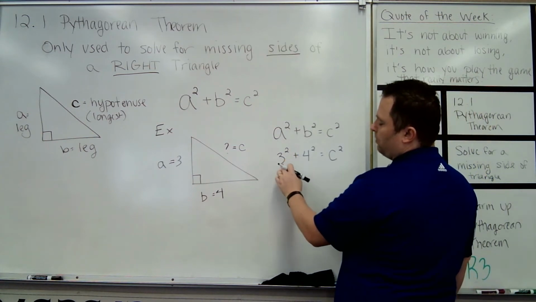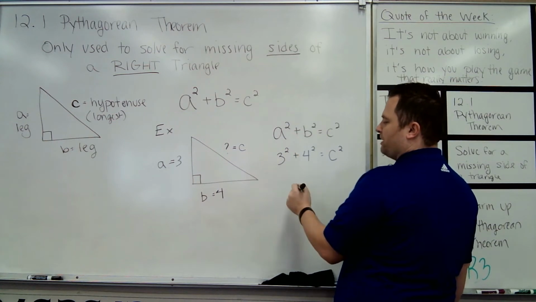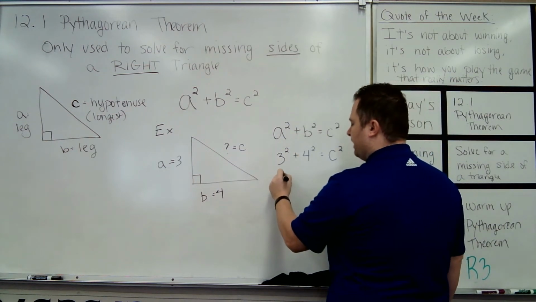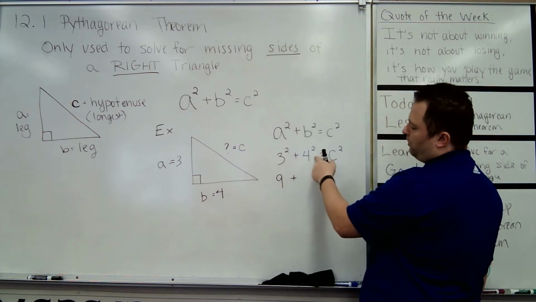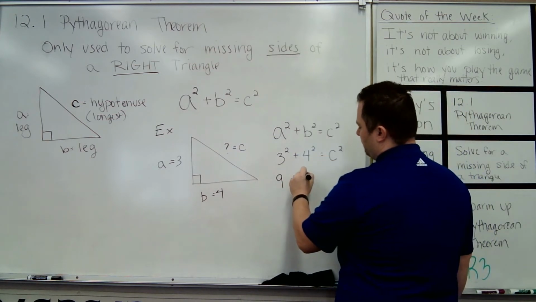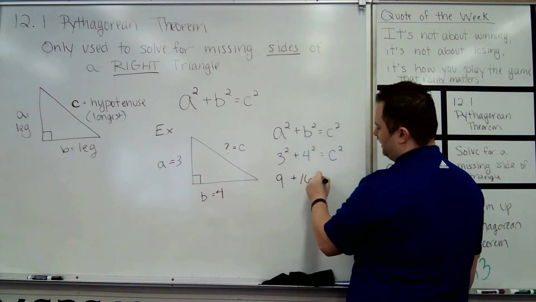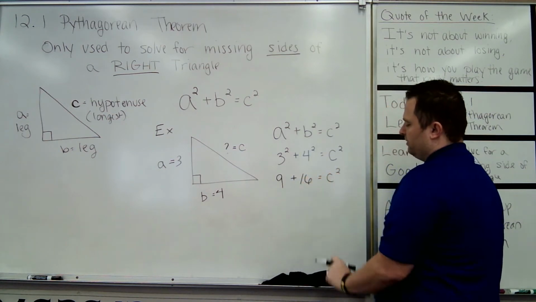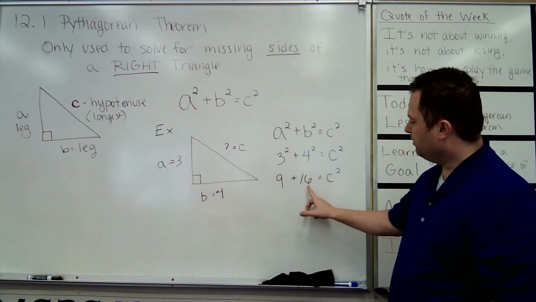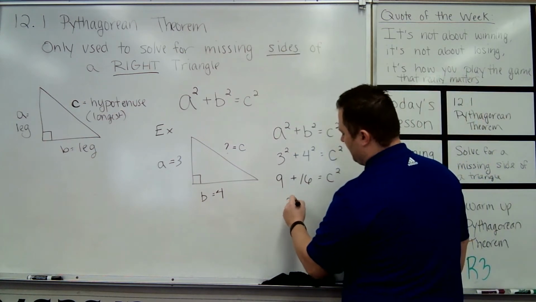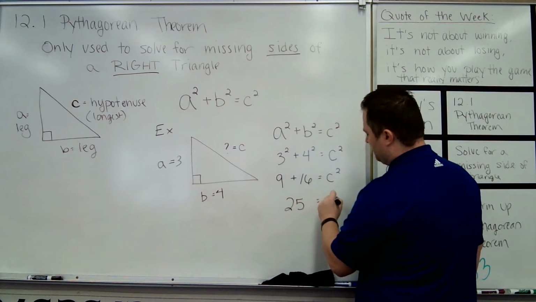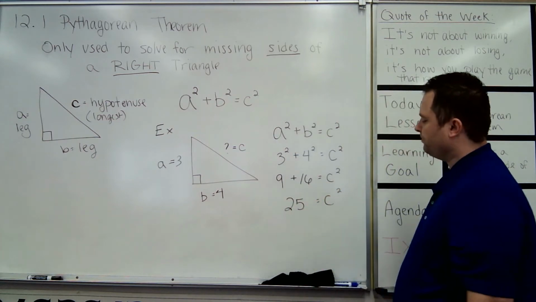3 squared. Well, remember exponents. 3 squared is just 3 times 3. 3 times 3 is 9. And I'm adding that to 4 squared. Now, 4 squared is 4 times 4. So 4 times 4 is 16. And that's equal to c squared. Let's see. 16 plus 9. Well, I know what that is. That's 25. And that's equal to c squared.